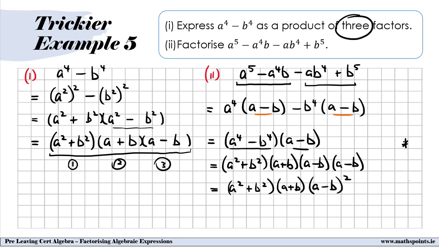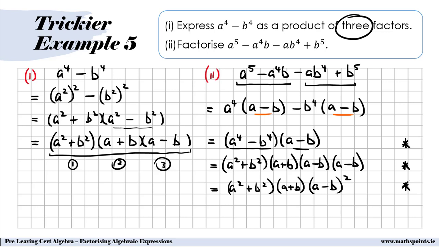So all three of these last lines are valid factorizations of the expression in part 2. We weren't asked to give it in a particular form, but because in part 1 they had asked us to factorize a to the power 4 minus b to the power 4, it made sense to use that in the last couple of lines of the factorization of part 2.